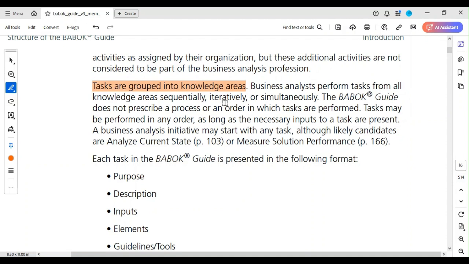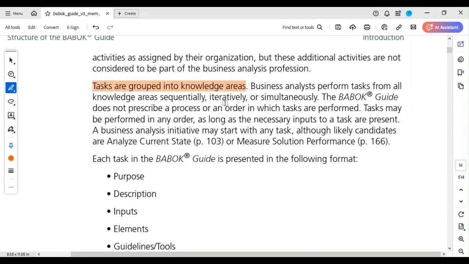The BABOK guide does not prescribe a process or an order in which tasks are performed. They're telling you, we are giving you this information, but we are not pegging it that it has to be done this way, in this order. Like telling you, be yourself. And honestly, when you are yourself doing work or doing anything, you feel free, you even perform better. So tasks may be performed in any order as long as the necessary inputs to a task are present. So as long as what you're supposed to bring into that task is present, you can perform it in any order.